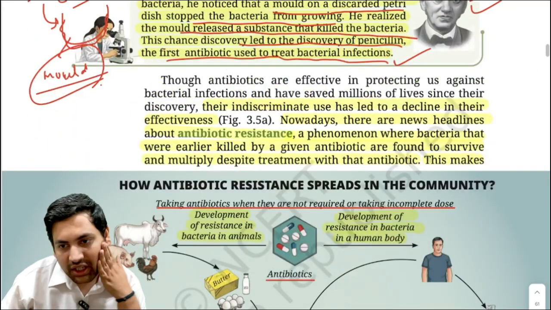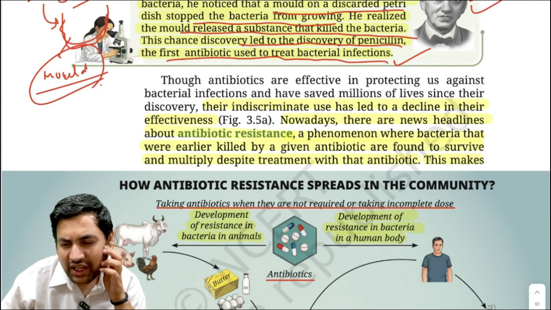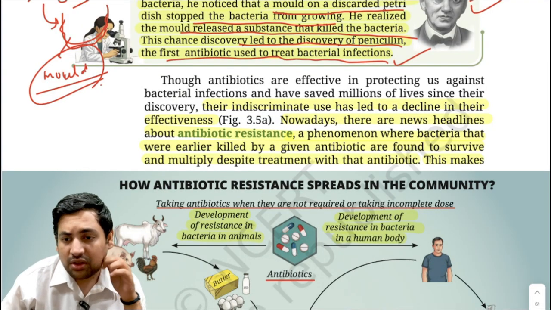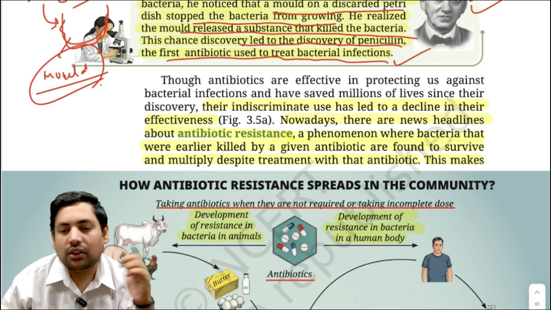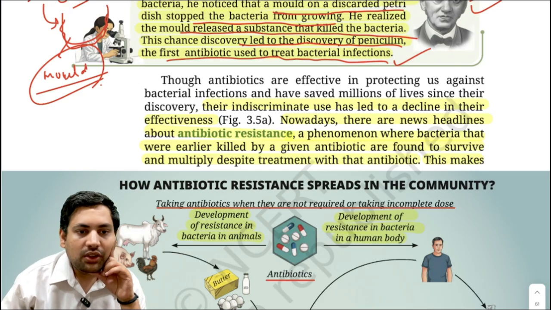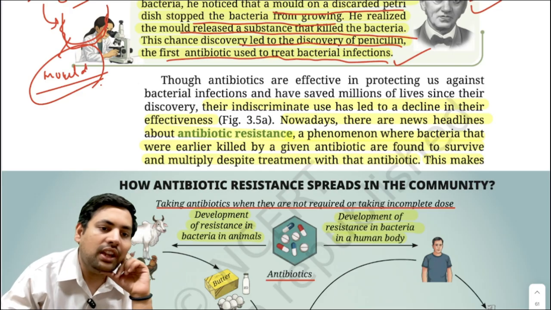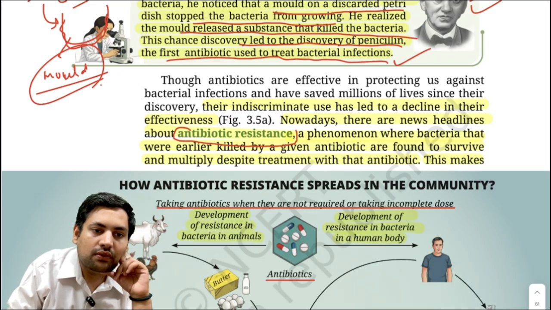Then it talks about a current affairs issue also. That's why I said that this chapter actually involves a lot of things. They have introduced a lot of concepts. Then it talks about something that we now know as antibiotic resistance. What is this?